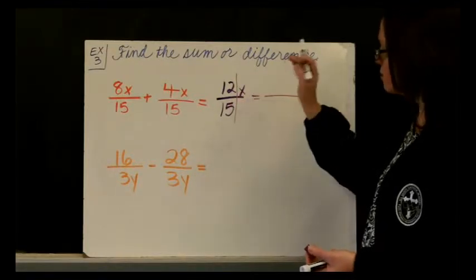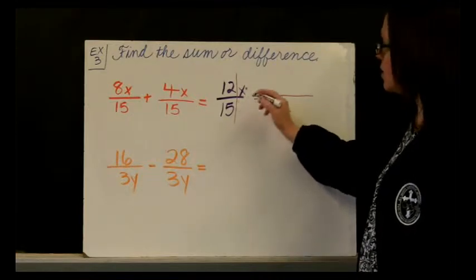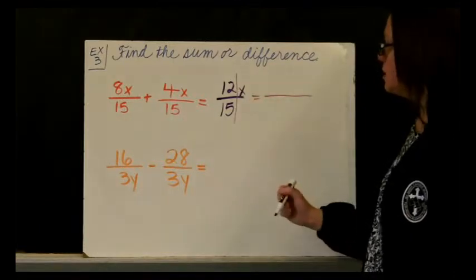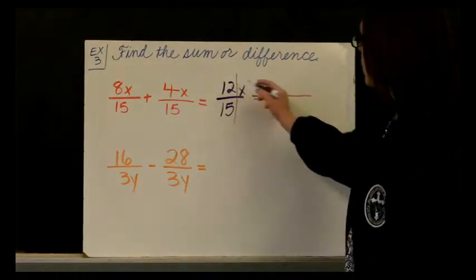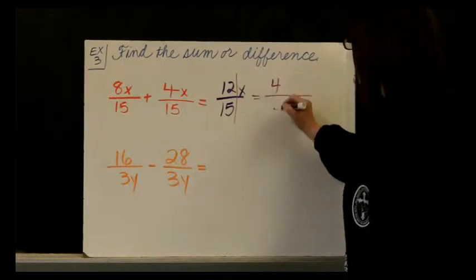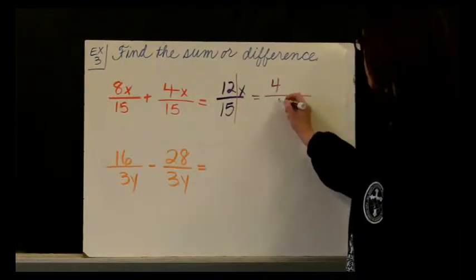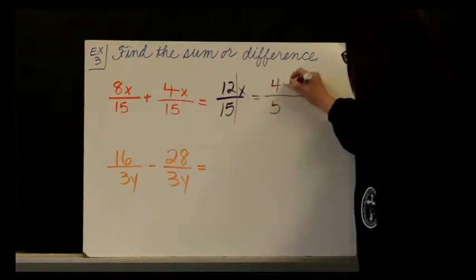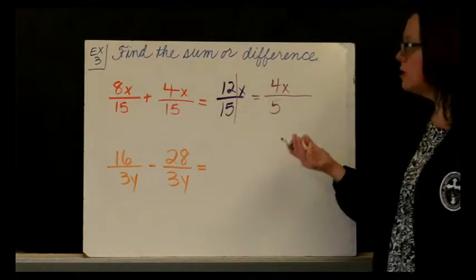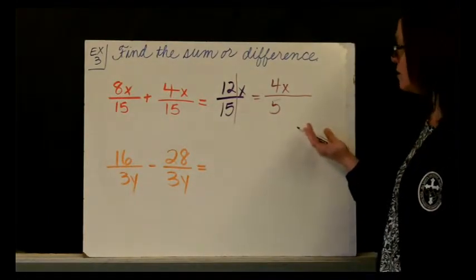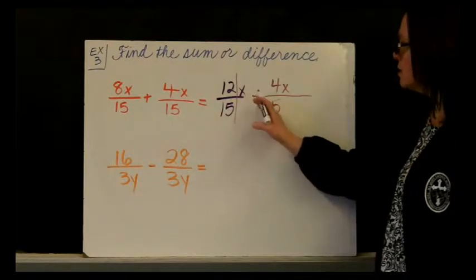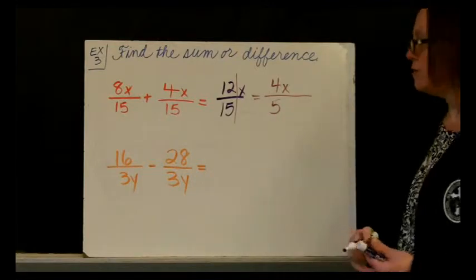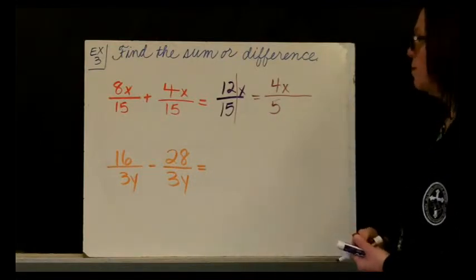We see that the greatest common factor of 12 and 15 is 3. And so we divide. 12 divided by 3 is 4, and 15 divided by 3 is 5. This x in the numerator gets moved over to its same place in the numerator. And then that's our final answer. 12/15 x gets simplified to 4x over 5.